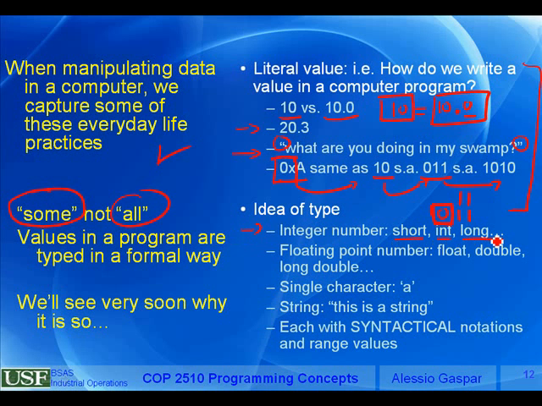Well, an int is a regular integer, let's start with that. A short is an integer that can contain a narrower range of values. And a long, on the other hand, is an integer that can contain a lot more data, bigger numbers. Floating point numbers, same thing. A float will be your basic floating point number. A double will be a double precision floating point number.